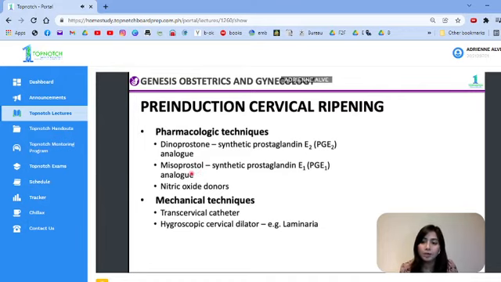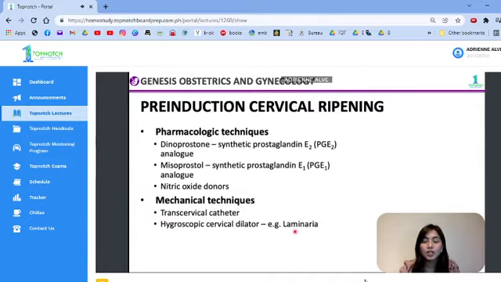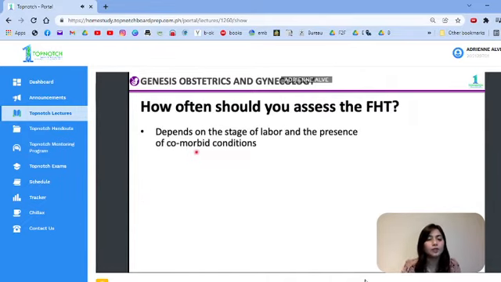Wala kayong legal na makukuha ng misoprostol sa Pilipinas. So one way of doing cervical ripening is to do it mechanically through a transcervical catheter or through your hygroscopic cervical dilators like your laminaria. So 'yung laminaria, i-insert mo siya into the endocervical canal and then the laminaria will absorb the water from your cervix. So lalaki 'yung laminaria, so idadilate niya 'yung endocervical canal mo. Alright? So these are your different methods for cervical ripening. So sabihin natin, nag-dinoprostone tayo kay patient, no? Okay.